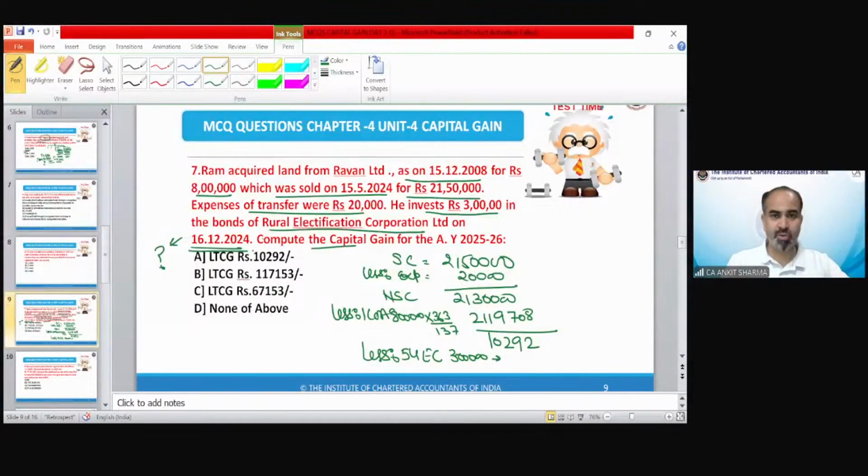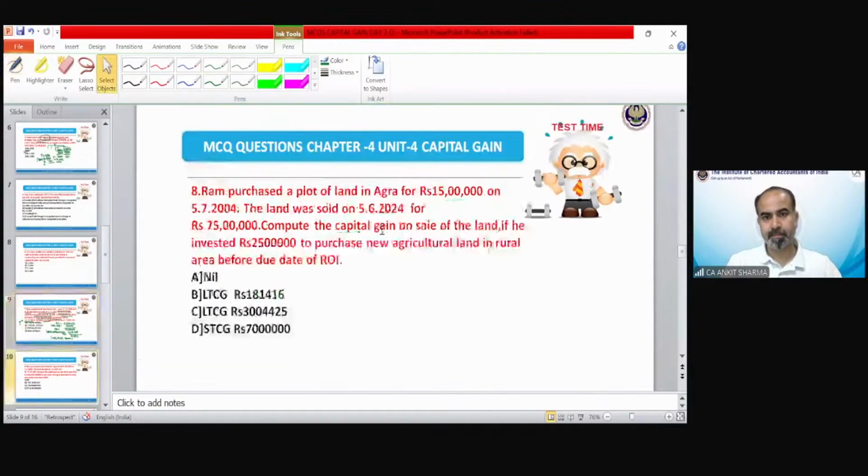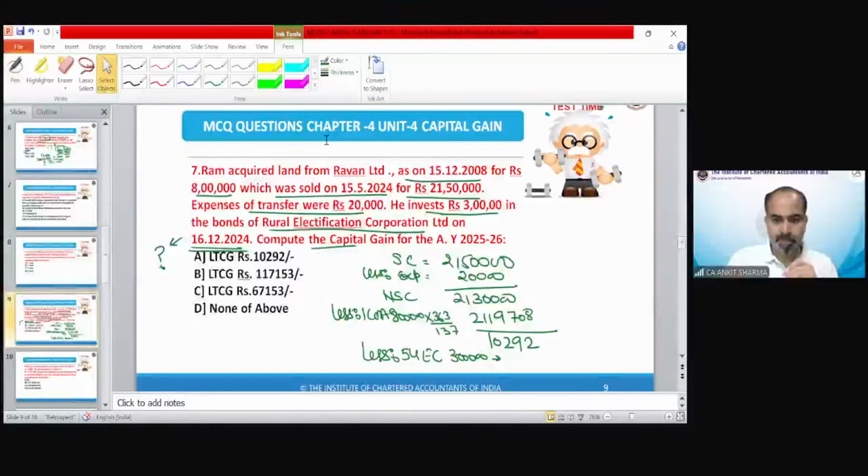I am waiting for your answer, students. Can we claim this exemption or not? No, because it is not a depreciable asset. So where is the condition in section 54EC that it should be a depreciable asset? The section says it should be an immovable long-term capital asset and you have to purchase some specific bonds. Sahil is saying, yes, we can claim the exemption, sir.